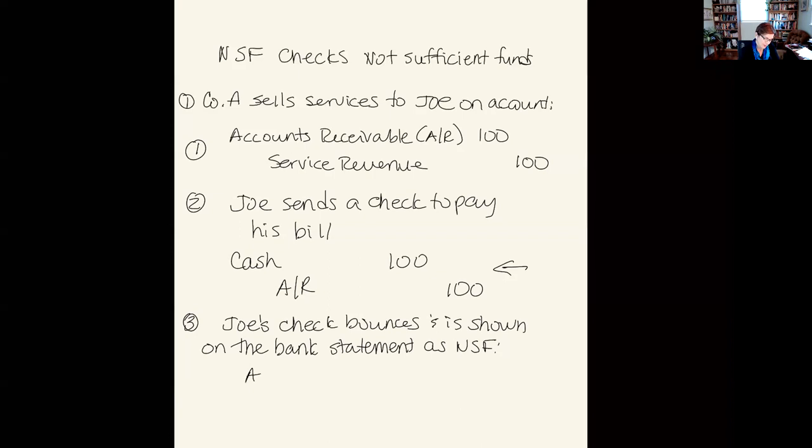So now we're going to debit AR and we're going to credit cash for $100, because guess what? We don't have the money anymore and Joe still owes us the money.